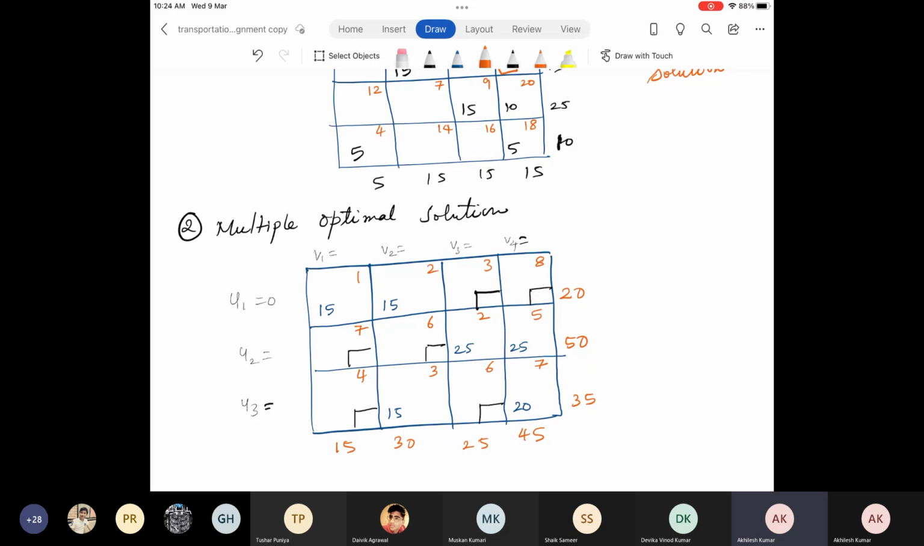We found the value of e1, e2, e3. V1, V2, V3, V4?